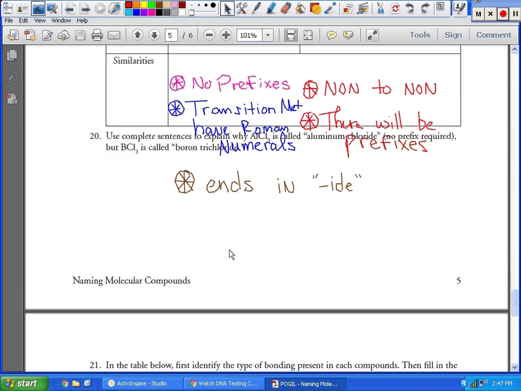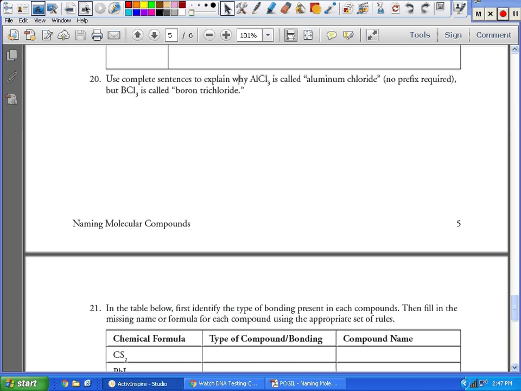Okay. So we know that aluminum, again, this is a metal. Chlorine is a non-metal. So what type of bond is that? So this is going to be ionic. And what do we know about ionic bonds? There are no prefixes. And so that's exactly why we can answer that. There are no prefixes required.